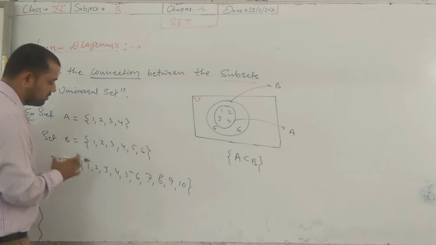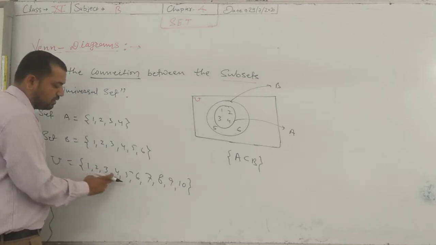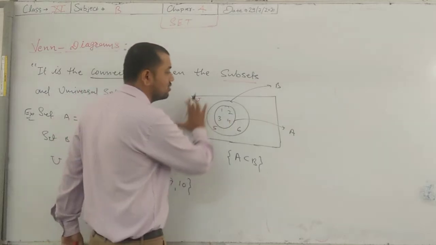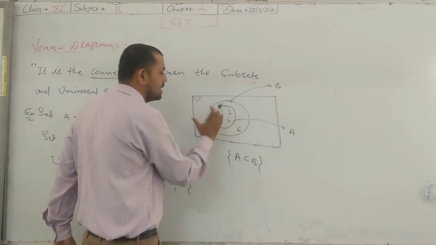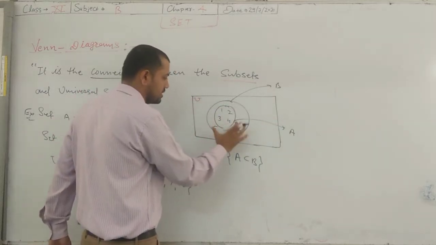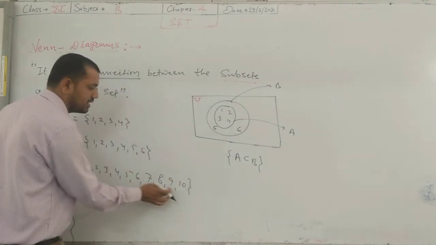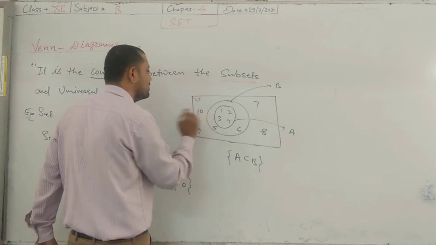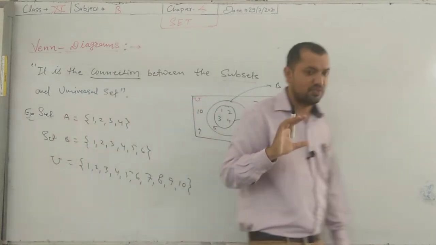And after that the universal set contains the elements 1 2 3 4 5 6 7 8 9 10. It means A and B are part of the universal set, containing the elements 1 2 3 4 5 6. We have the remaining elements 7 8 9 10. We distribute 7 8 9 10 randomly in the remaining part of the universal set.